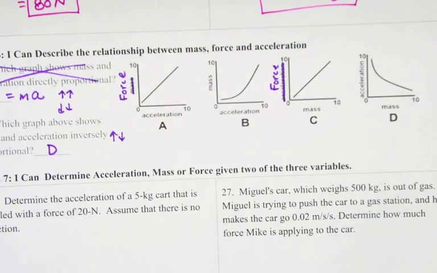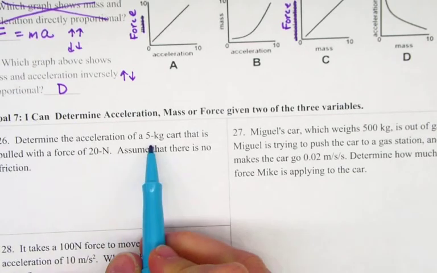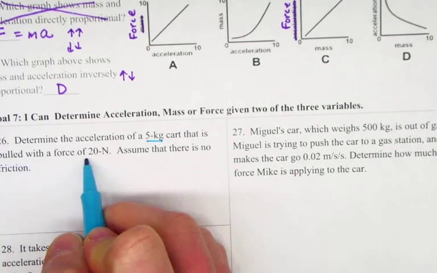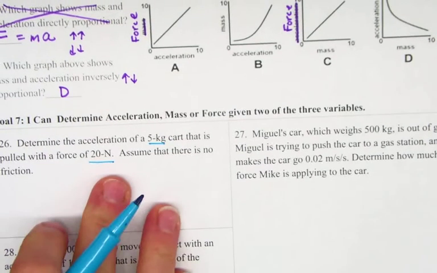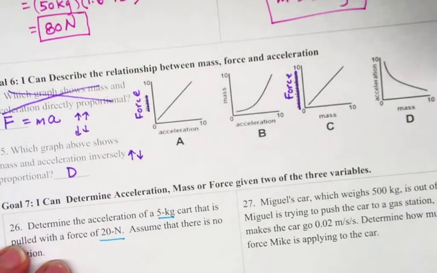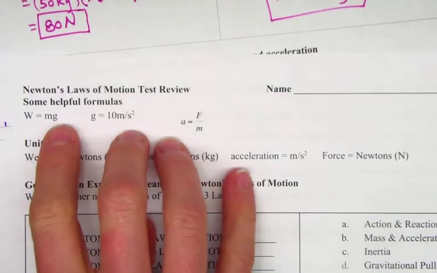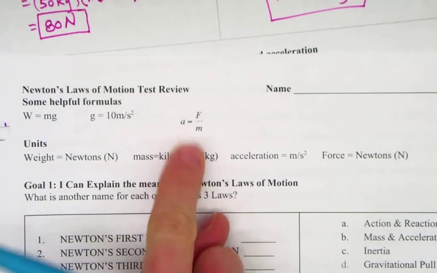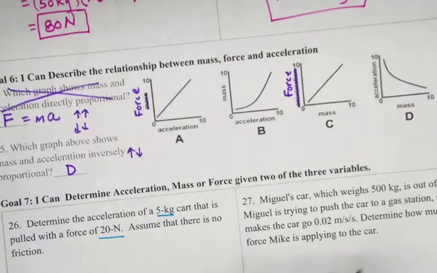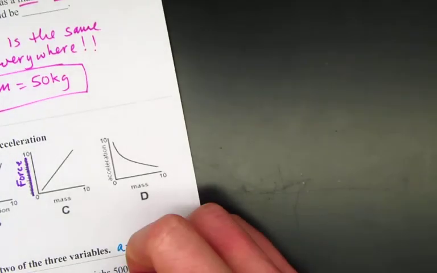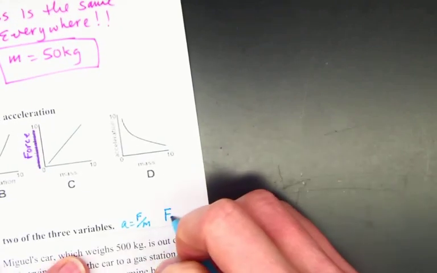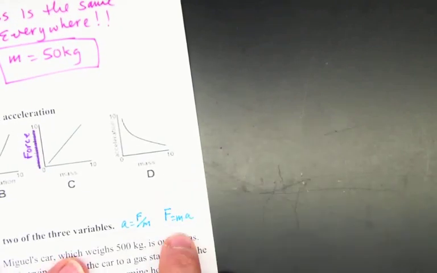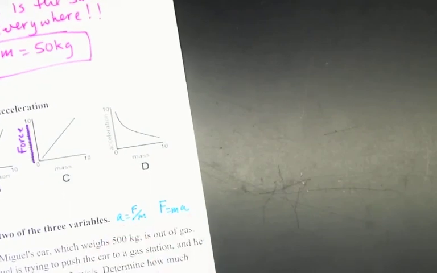All right, and for goal 7, we're going to determine the acceleration of a 5 kilogram cart that is pulled with a force of 20 newtons. Assume there's no friction. All right, so on your equations, you'll be given these equations. I had mentioned before I would also add F equals ma. So this one's going to be given. All right, so we'll have A equals force divided by mass. Okay, and then I like to add F equals ma because this is my preferred equation, but this one is the one that's going to be given, so it's helpful to know both.